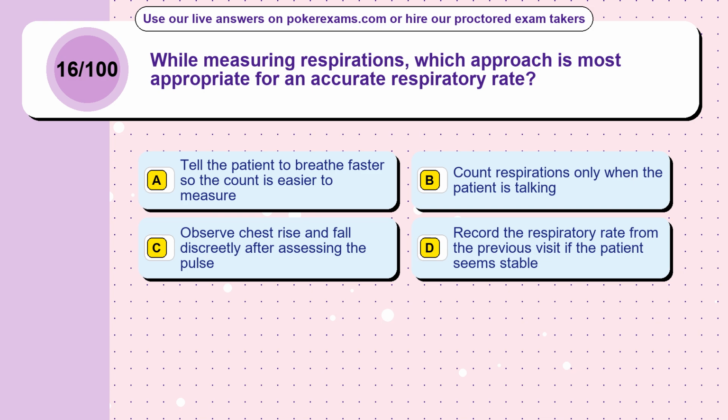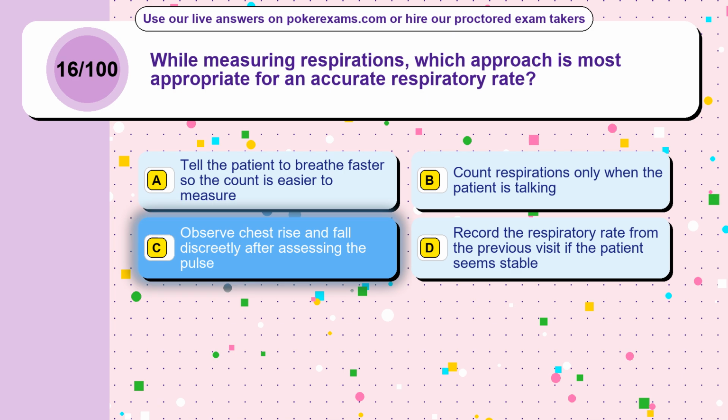Question 16. While measuring respirations, which approach is most appropriate for an accurate respiratory rate? Option A. Tell the patient to breathe faster so the count is easier to measure. Option B. Count respirations only when the patient is talking. Option C. Observe chest rise and fall discreetly after assessing the pulse. Option D. Record the respiratory rate from the previous visit if the patient seems stable.